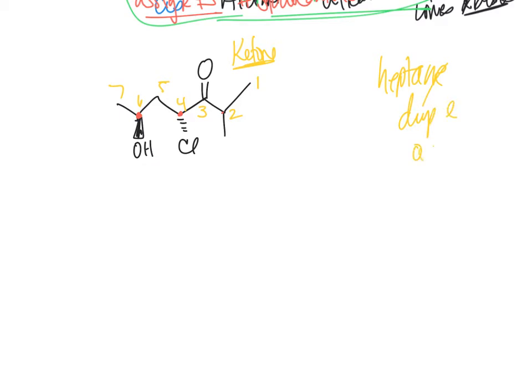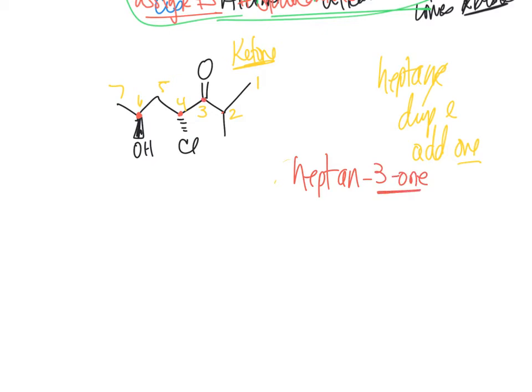Drop the E, add the -one. Okay, so now we drop the E and we add the -one for the ketone. So that would be, you could just do it like this. Different, you got the old school and older school. So hept and dash 3 one. That tells you where your ketone is.